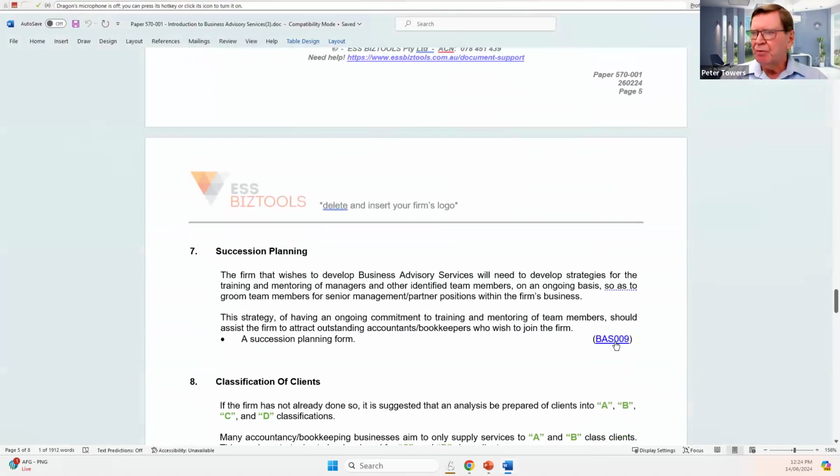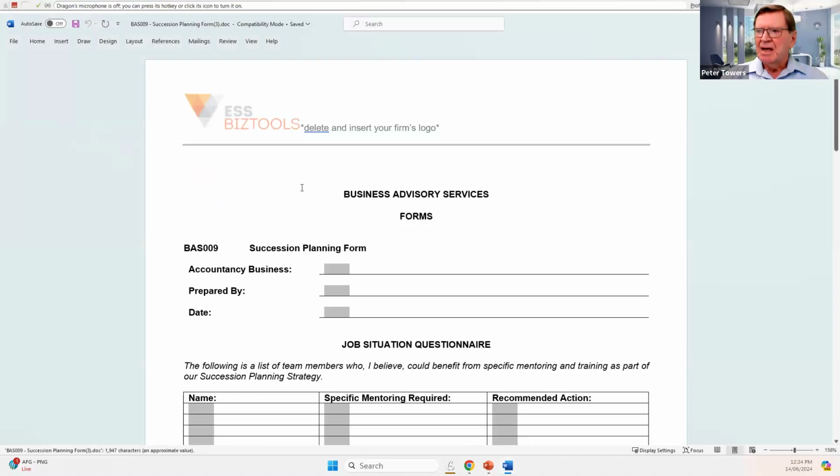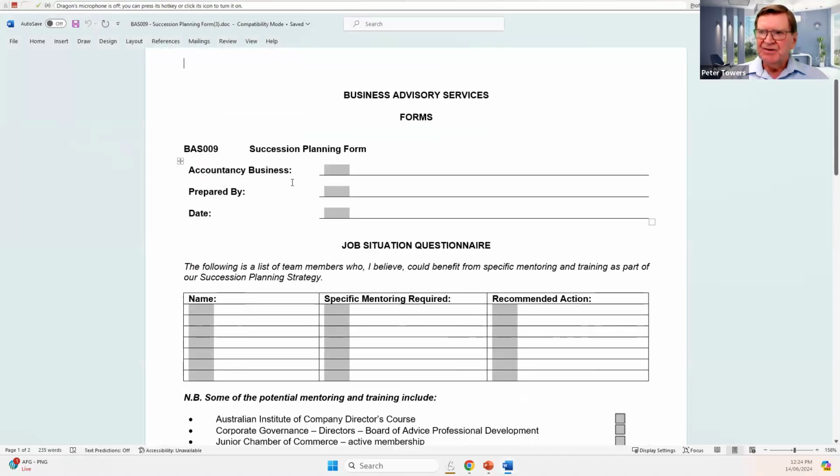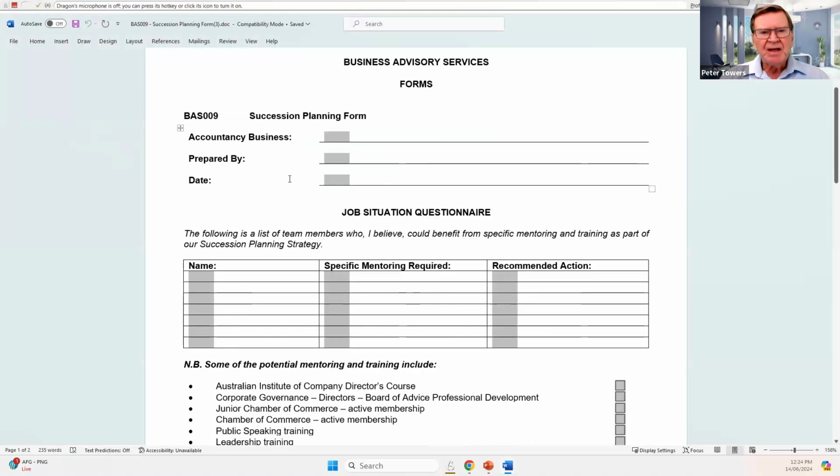Succession planning is very important, and we discuss it in the form BAS 009. What this is for is to look at succession within your firm. How are you going to encourage some of your team members to get involved?